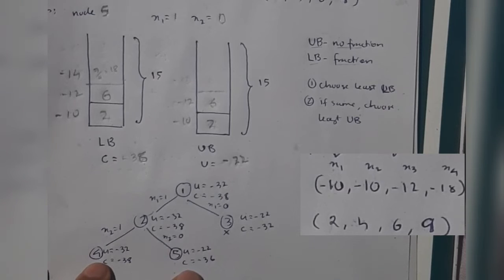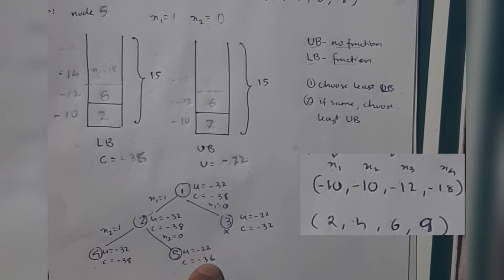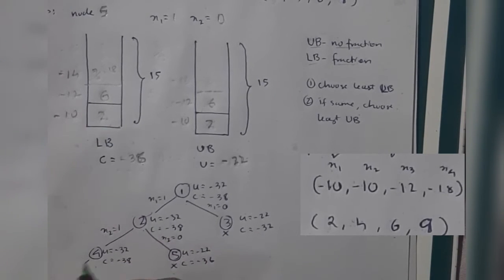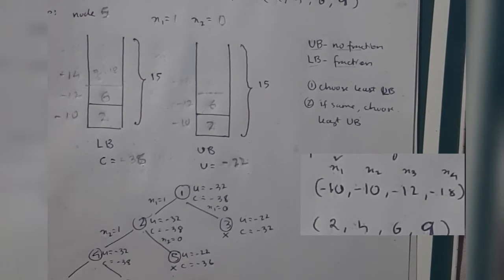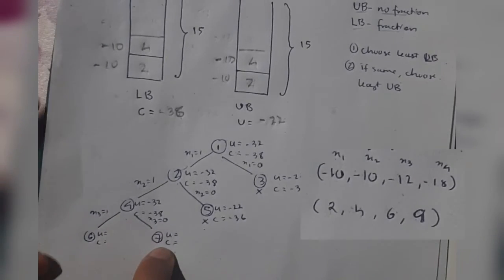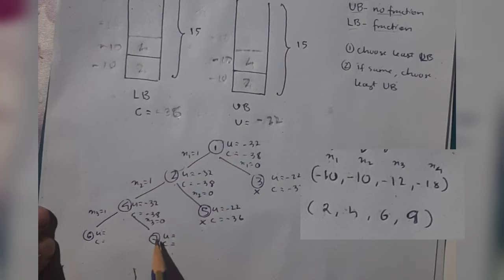Now among these two, which is the least one? Is minus 38 lower than minus 36? Yes. So we'll be killing this node here. We'll be moving on with the fourth node. From here we'll get the sixth node and seventh node. For each we'll be writing U equal to, C equal to. See here, U and C we have written for node 6, and for the seventh node also U and C we have written.